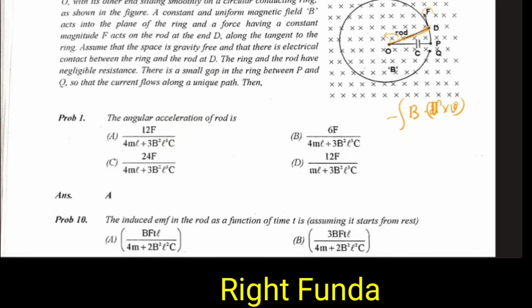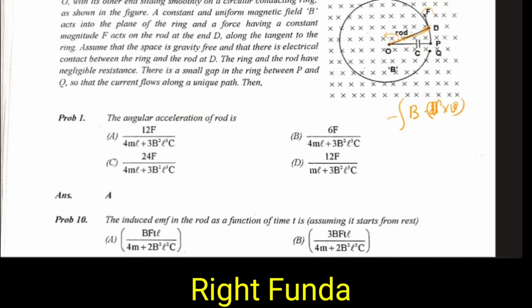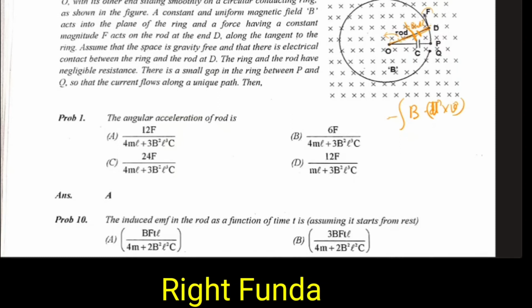So as there is an induced EMF there, and this is a perfectly conducting rod. But which path will the current go? Suppose this is behaving like a cell of B omega L square by 2. The EMF is there, and due to this EMF, current will start flowing.